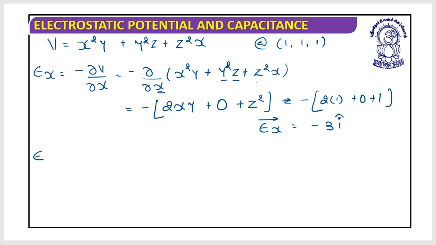Now Ey. Let's do it. It's minus of del V by del y. So this should equal minus of del V by del y.